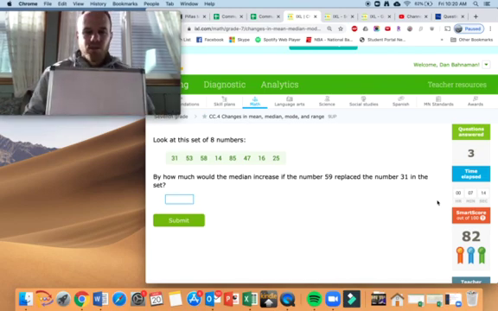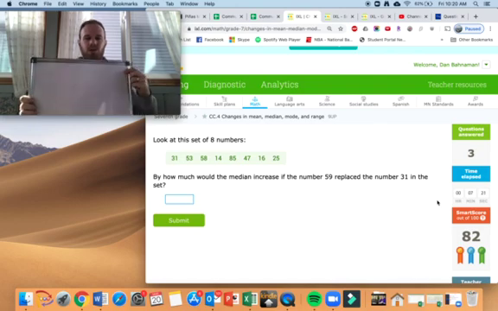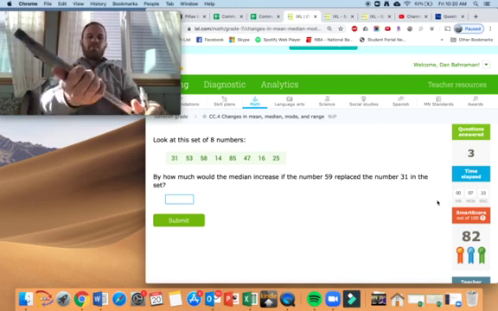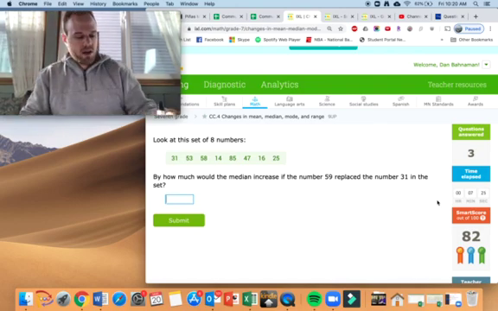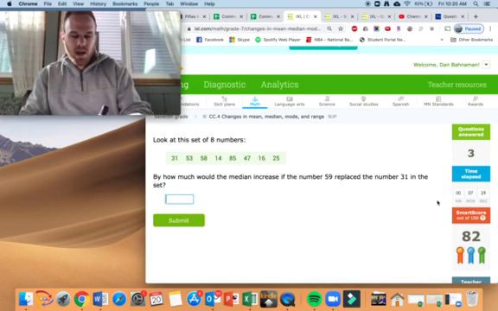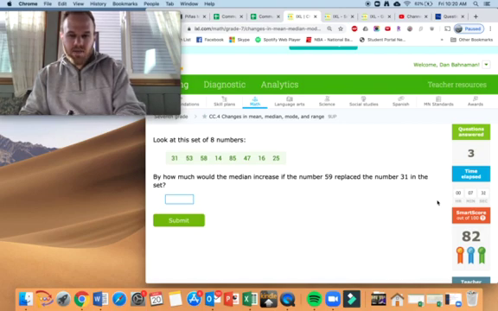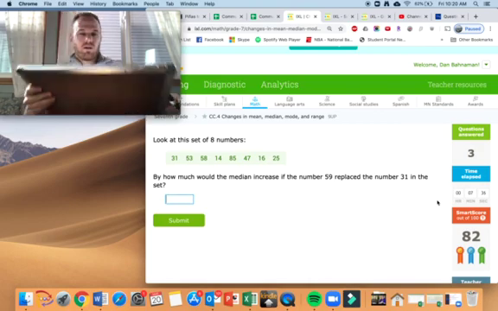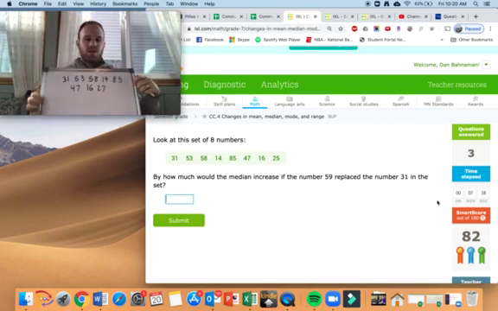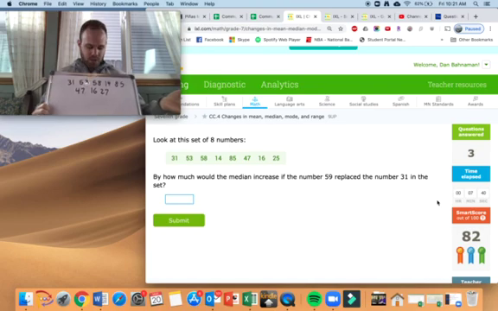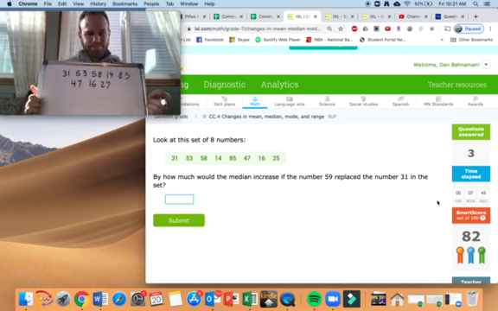So this one, the last one I'll do, is: by how much would the median increase if the number 59 replaced the number 31 in the set? With the median ones, it's really important to do them 2 times, especially for median, to write it out. So we have 58, 14, 85, 47, 16, and 25. So here on my board, I have all the numbers. Now remember with median, it's really important that we order them from least to greatest.